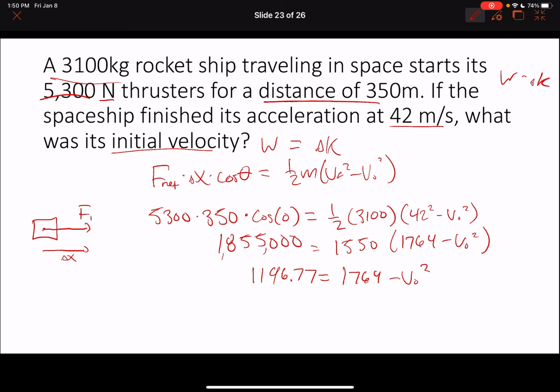So let's subtract 1764 from both sides. And I'm left with negative 567.22 is equal to negative V naught squared. And so let's go ahead and multiply both sides by -1. So both sides are positive, and then we can just take the square root of both sides. And we get V naught equals 23.8, which should make sense. It was less than our final velocity.